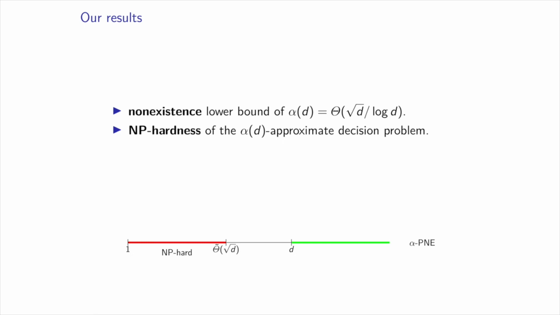In our work, we extend over previous results by showing a lower bound that increases with d. Thus, we now know that alpha equilibria are not guaranteed to exist for alpha smaller than square root d over log d. Not only that, we are able to lift our non-existence result into a hardness result. We also show that it's NP hard to decide whether an alpha approximate equilibrium exists, where again alpha lives below the existence bound.